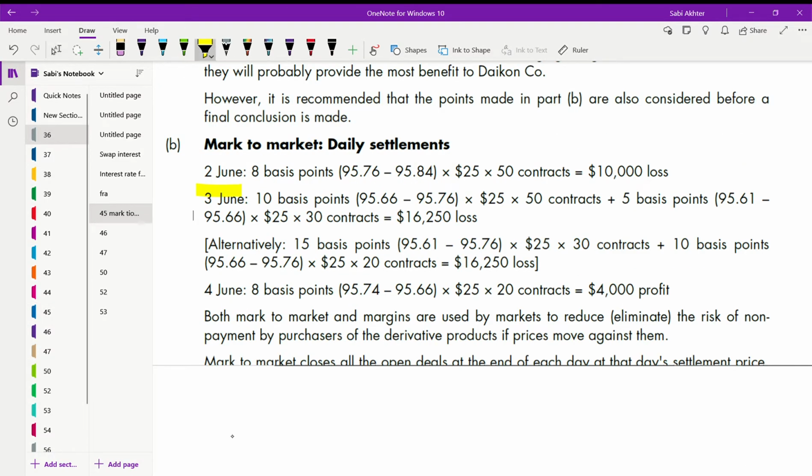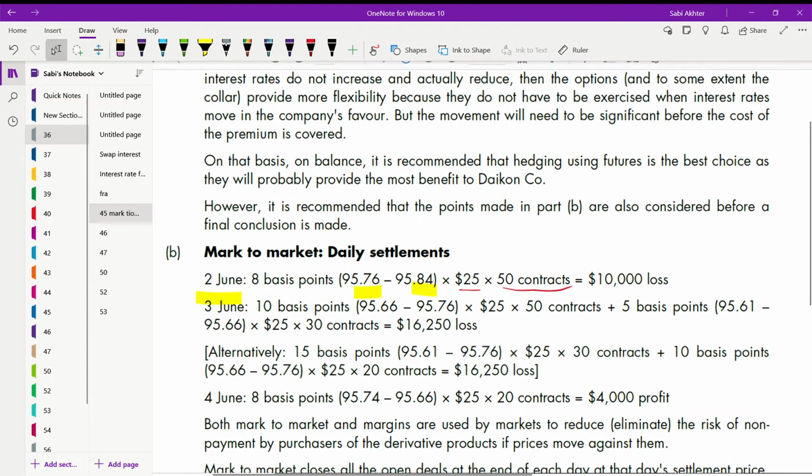right? The difference into 25 into 50 contracts. 50 contracts previously we have got, and 25 you have to hedge. So is it a loss or a gain? You will know whether it's a gain or a loss depending on whether you are selling the future or buying the future.